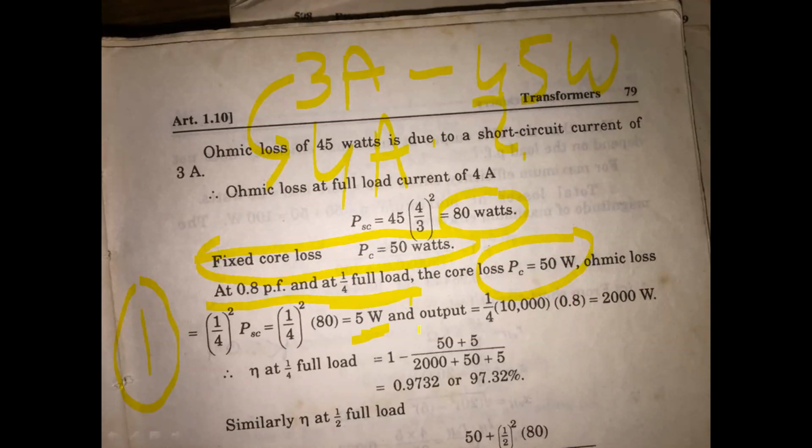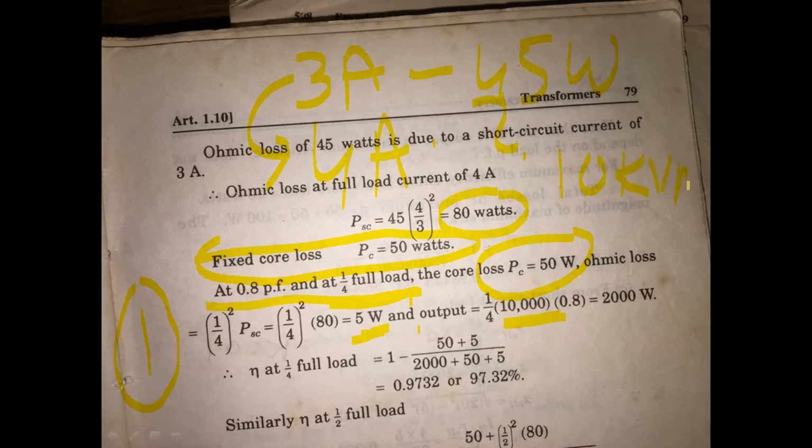And the output equals the power rating, which is 10,000. At full load that means 10,000 VA, so 1/4 load means 10,000 by 4. So 10,000 by 4 into power factor. This is the active power. Actually the 10 kVA power is the apparent power.